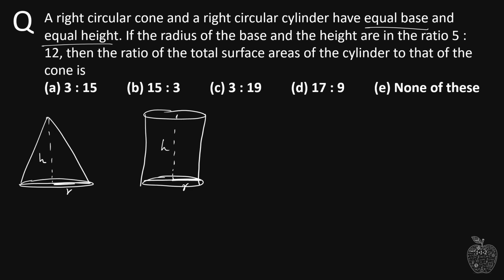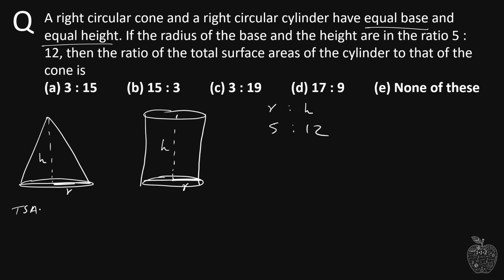If the radius of the base and the height are in the ratio 5:12, we are given the ratio of radius to that of the height as 5:12. All right, then the ratio of the total surface area of the cylinder to that of the cone is what? First of all, we need to find out the total surface area of the cone and the cylinder. So let's do that.